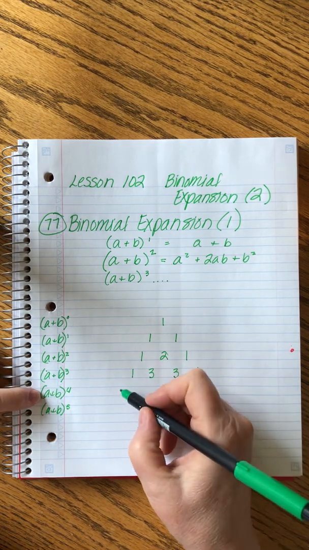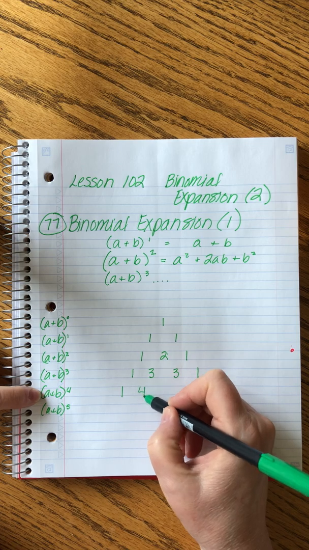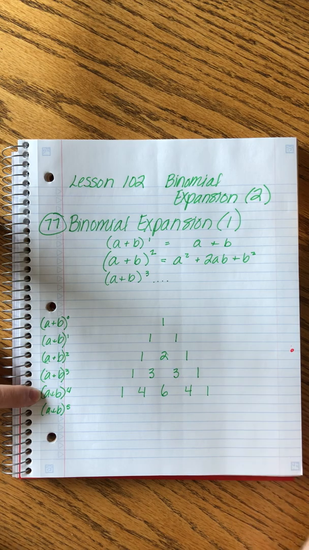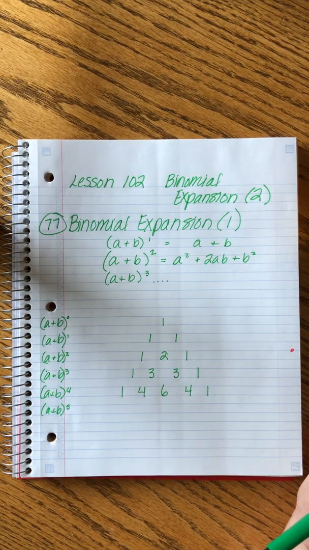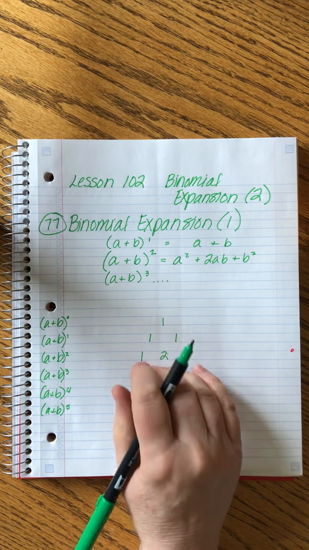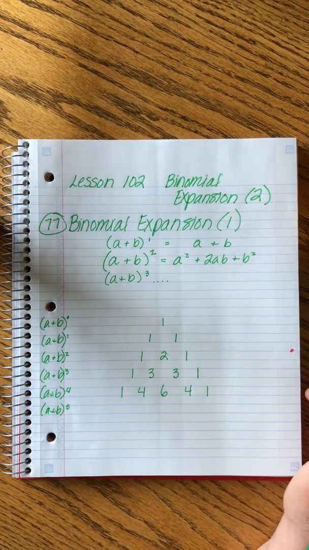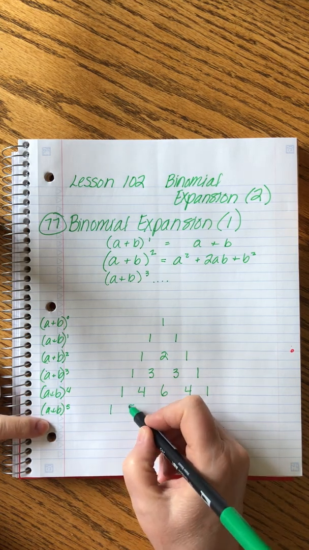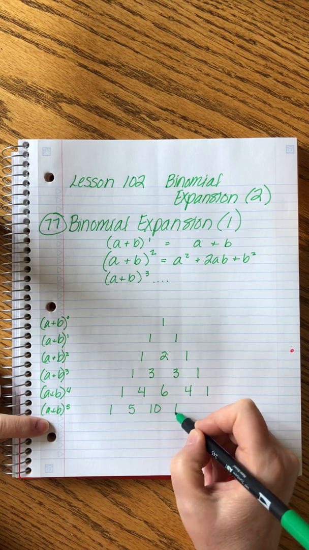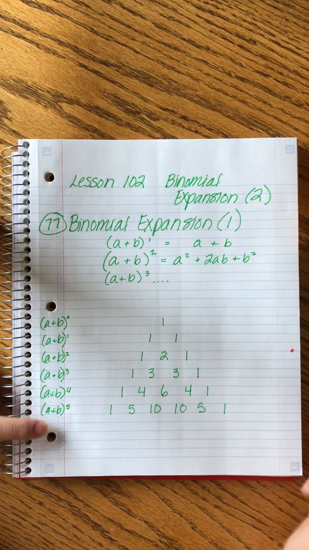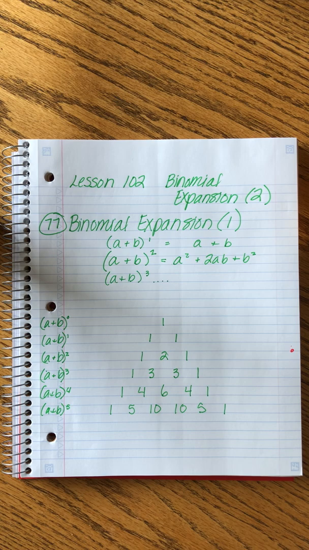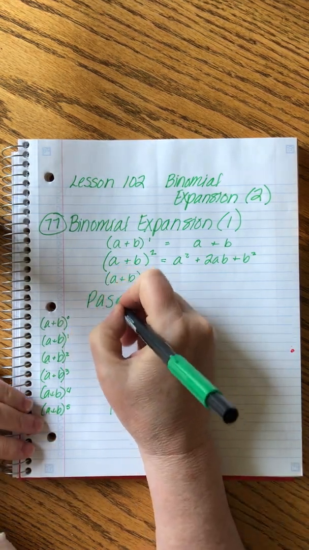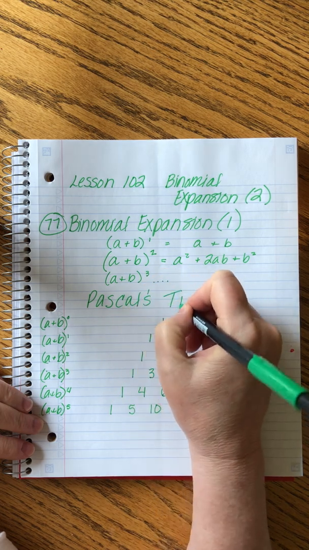(a plus b) to the 4th power, we start with a 1. 1 plus 3 is 4. 3 plus 3 is 6. 3 plus 1 is 4. And then 1 on the outside. Get it? We just create this pattern, and this is going to tell us what the coefficients are when we actually want to write out the expansion. And let's do one more. 1, 5, 10, 10, 5, 1. All right, so that is Pascal's triangle.